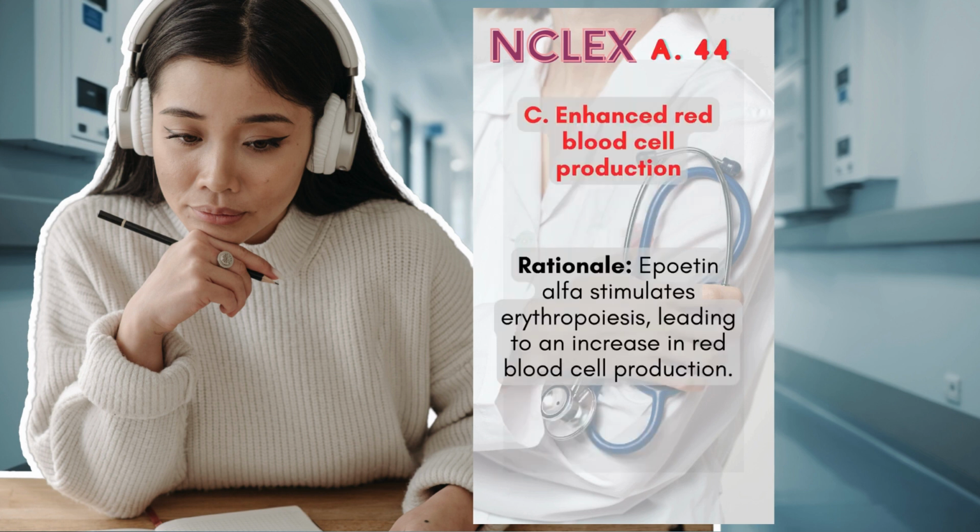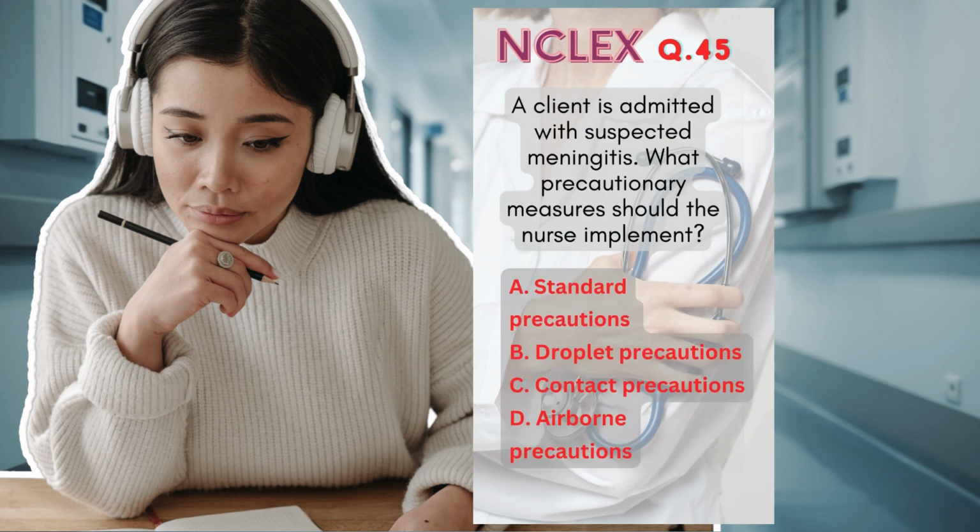Answer C. Enhanced red blood cell production. Rationale: epoetin alpha stimulates erythropoiesis, leading to an increase in red blood cell production. Question. A client is admitted with suspected meningitis. What precautionary measures should the nurse implement?